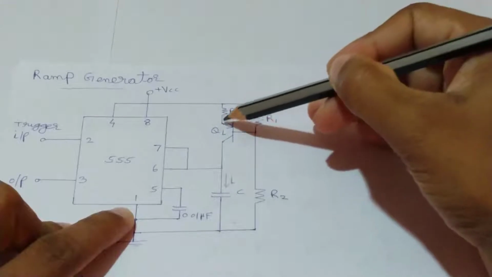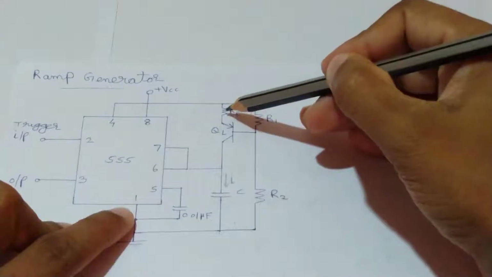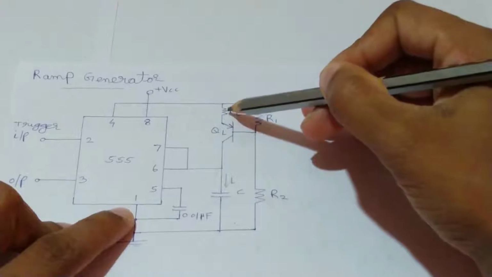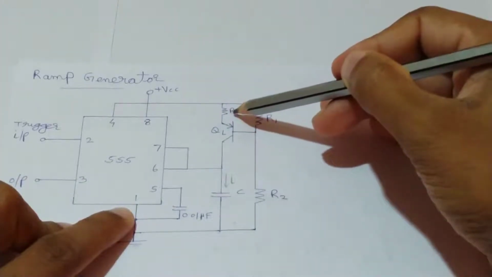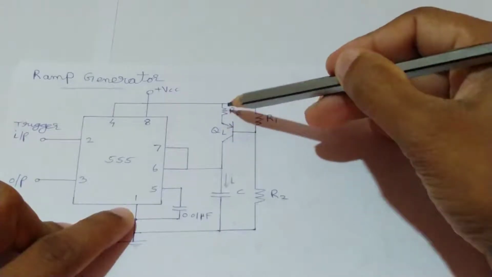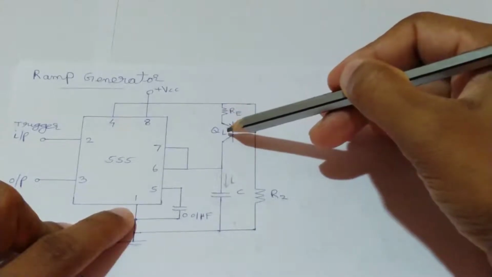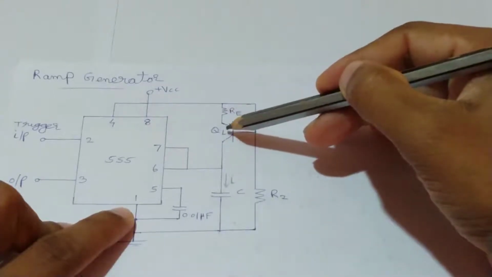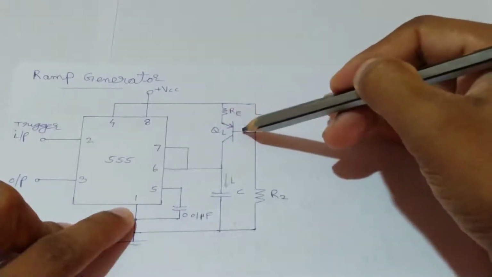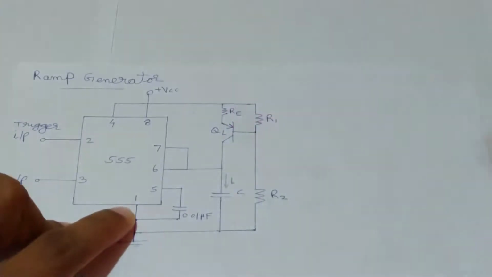Then what is the voltage across this resistance RE? The voltage across RE is equal to the current flowing through RE into RE. What is the current flowing through RE? Here we can see RE is connected to the emitter of this transistor Q1, so the current flowing through RE is the emitter current of Q1. The emitter current can be written as beta plus 1 into IB, and IB is the base current of Q1.